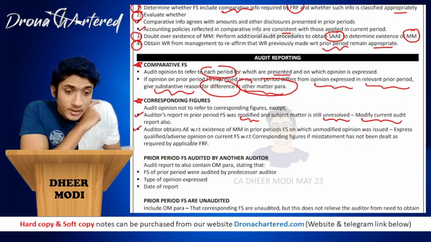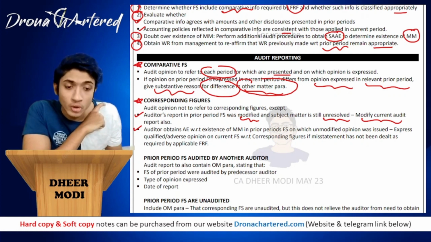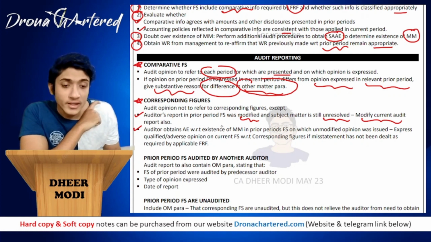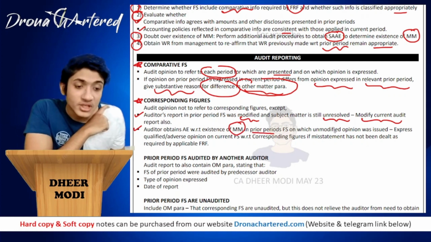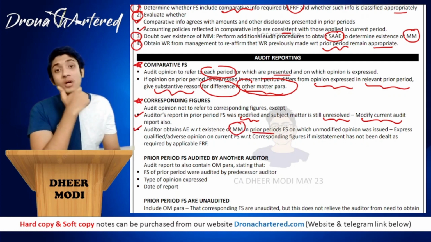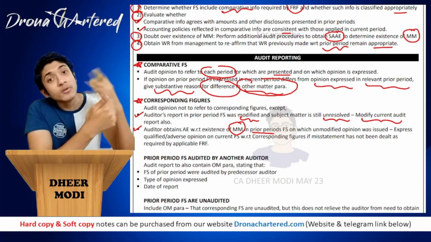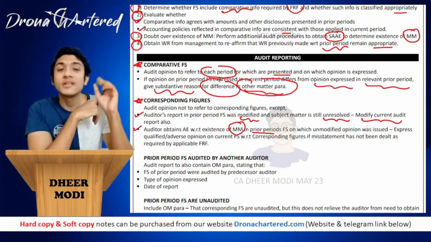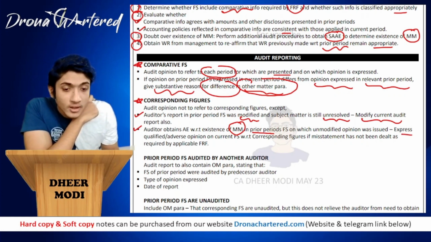And next is, if the auditor obtains audit evidence with respect to the existence of material misstatement in the prior period on which an unmodified opinion was issued. Now here is the issue: there are misstatements but my report was issued unmodified, that is, it was missed in the audit in the prior period. In such a case you will have to express a qualified or an adverse opinion on the current financial statements.